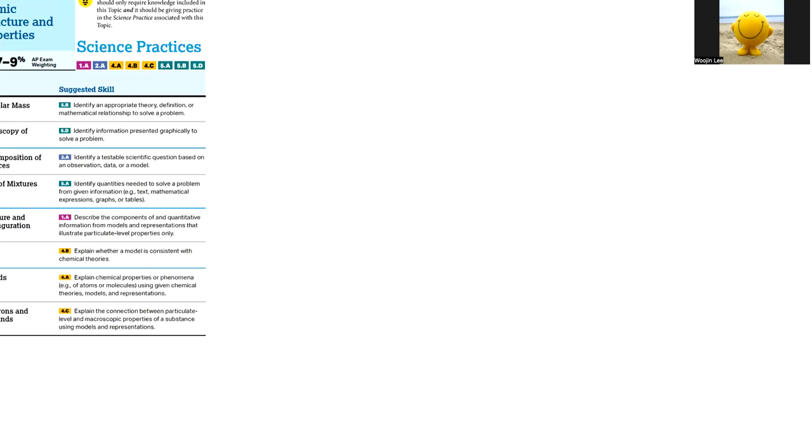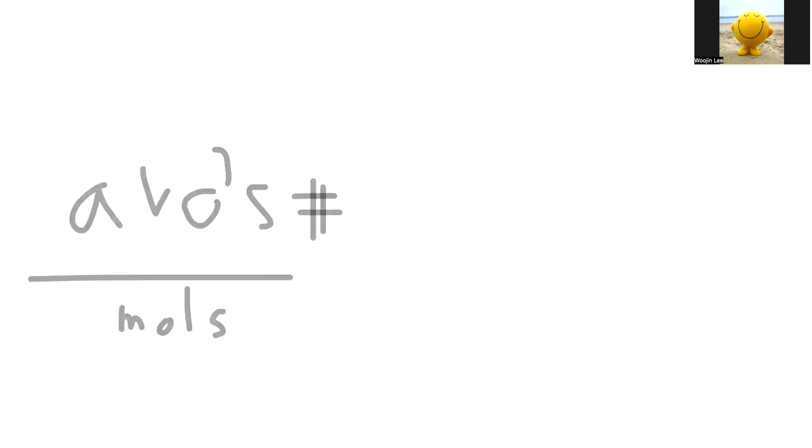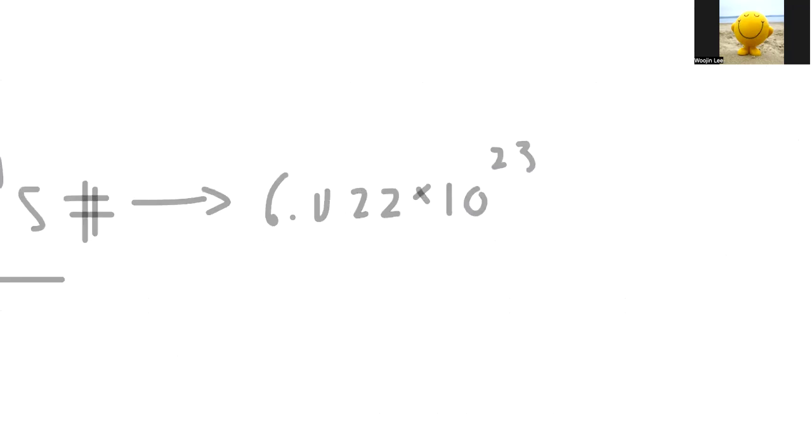over moles. And Avogadro's number just equals 6.022 times 10 to the 23rd amount of something. So you can have an Avogadro's number amount of jelly beans, which is a lot.